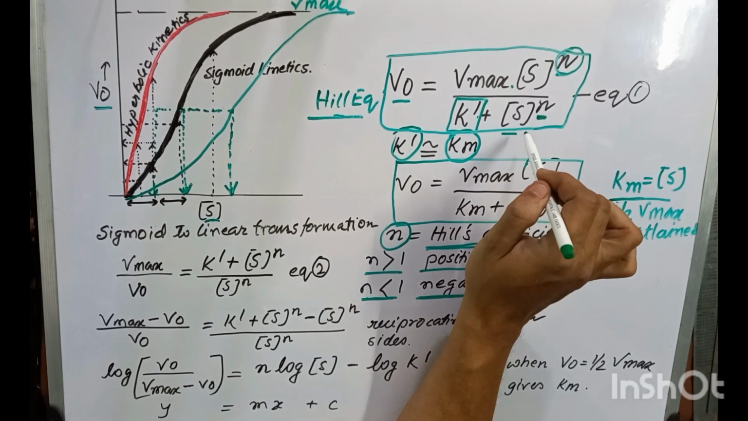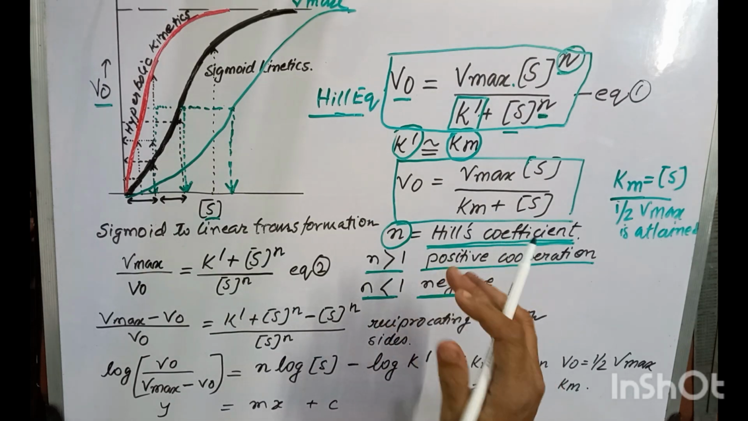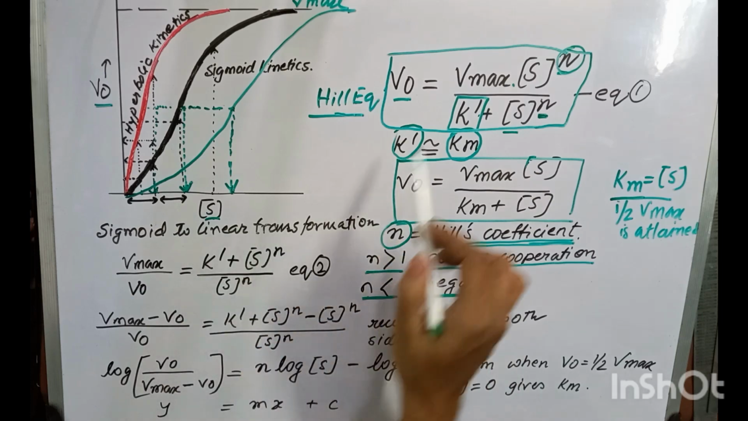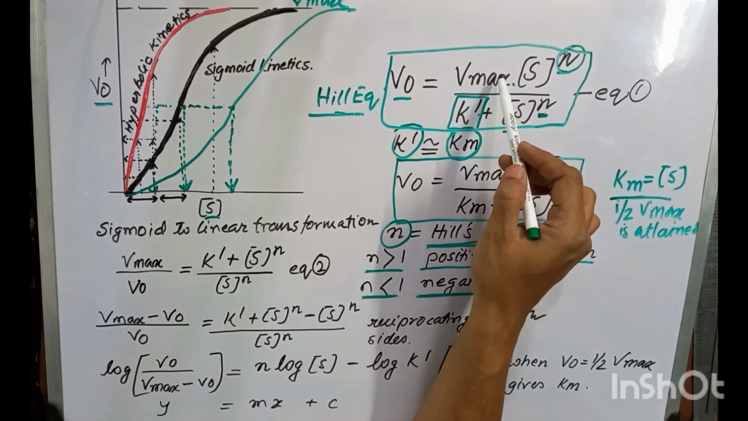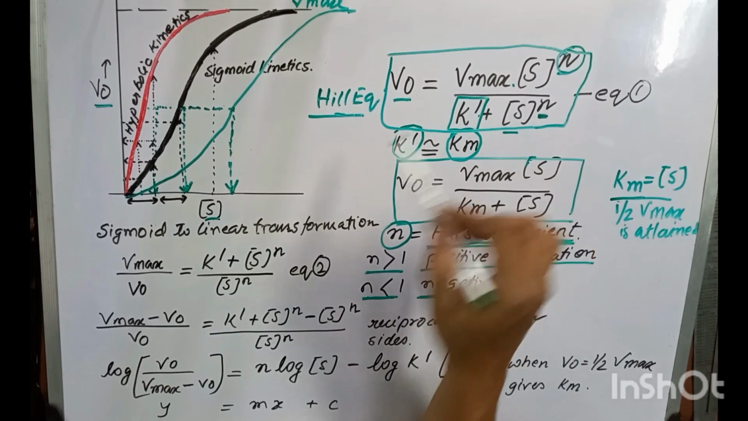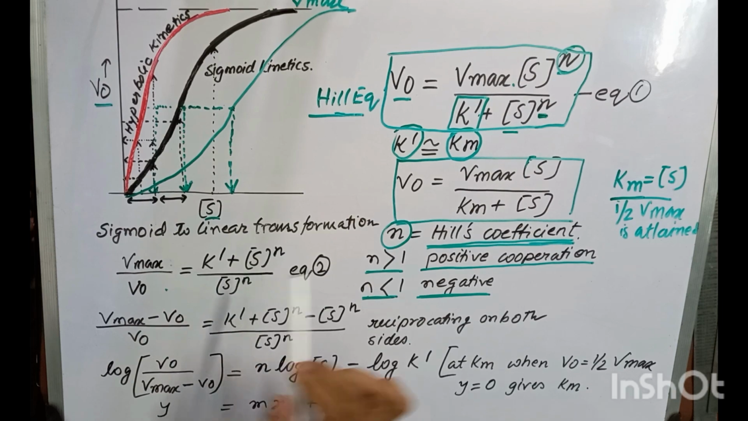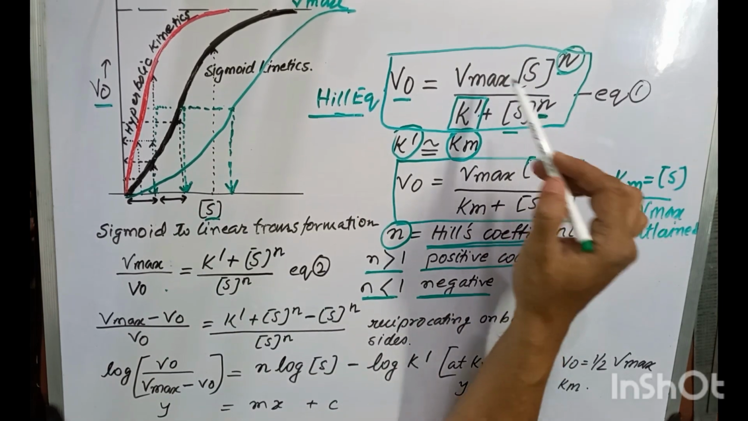And how do we do it? We just do a little bit of juggling into this reaction. And what is the juggling? We write this equation like this: Vmax by V0 is equal to k prime plus s to the power n. This factor goes up by s to the power n.